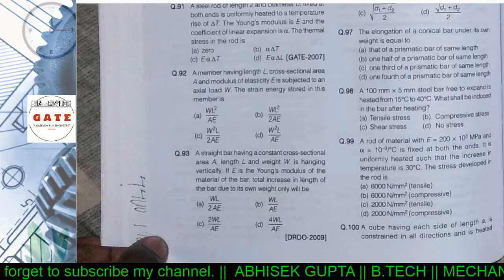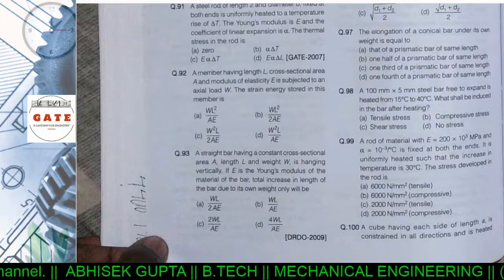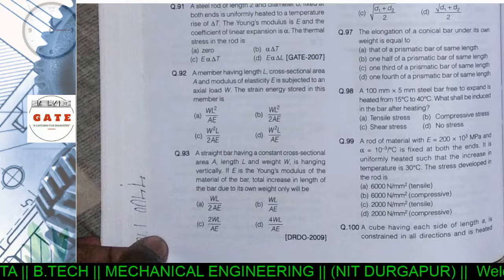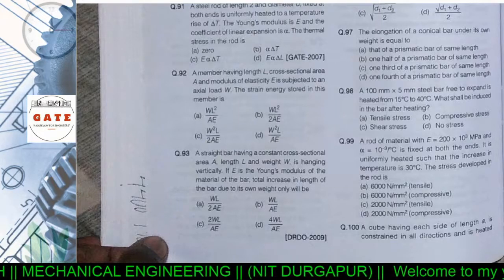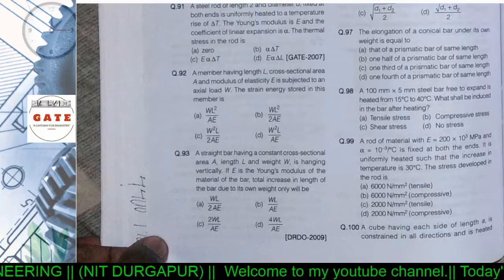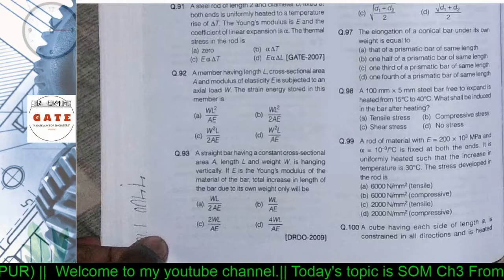So what is it asking? A member of length L, cross section A, modulus of elasticity E, the strain energy is. So direct formula based question, W square L upon 2AE, option C. Question number 92, option C. W square L upon 2AE is the answer.